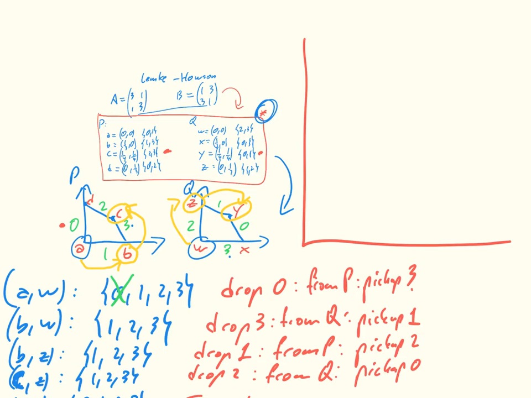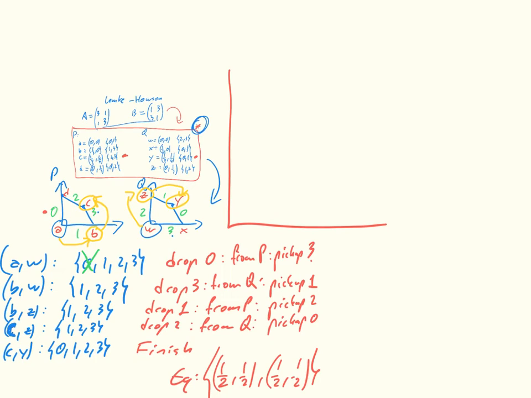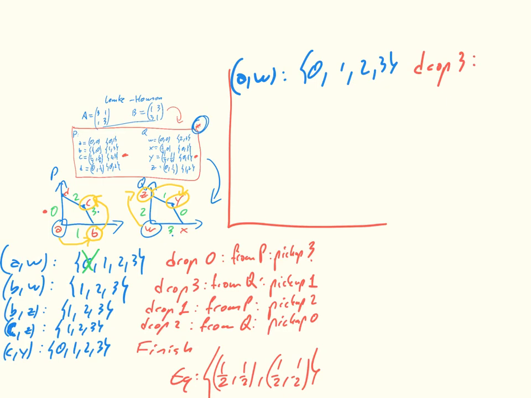So we're going to start off, let me give myself enough space, with a W in the exact same way, which has 0, 1, 2, and 3. And let's say we drop 3. Drop 3. 3 is in Q. So I'll just write Q here. And so when we drop 3, we pick up 1. So now we have the pair AZ. And you can see this is going to go with label 0, 1, and 2.